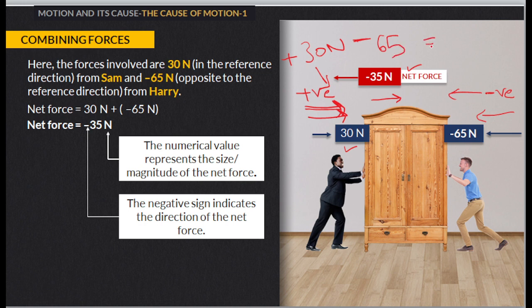And I will be getting minus 35, and this negative sign indicates that the direction of the net force is in the opposite direction. This negative sign is showing that the force is in the opposite direction of the reference that I have chosen. Okay. And this 35, this value gives us the magnitude of the net force, and the sign tells us about the direction of the net force. Okay.